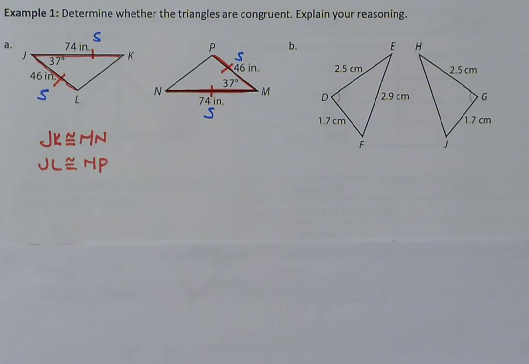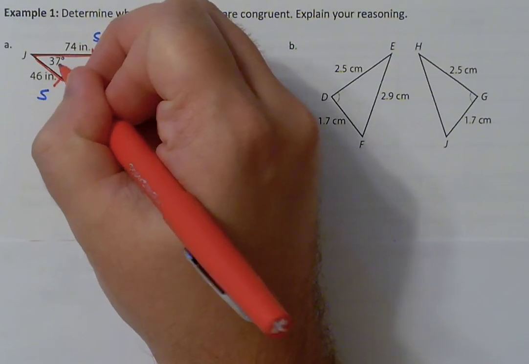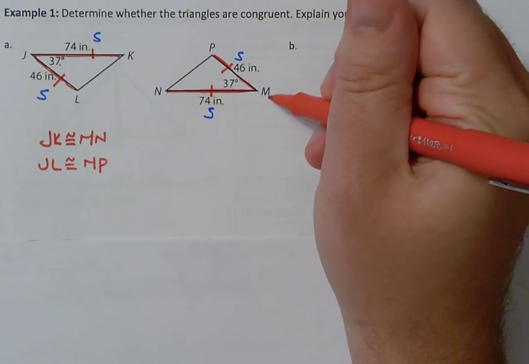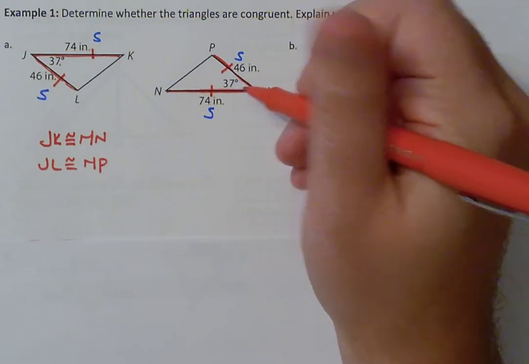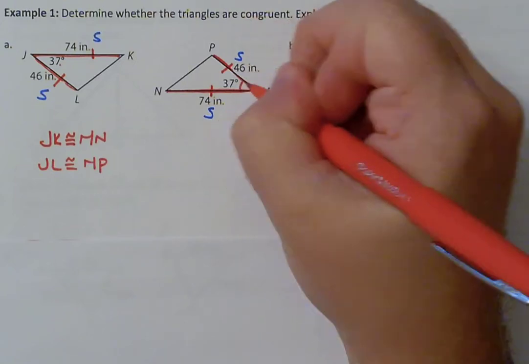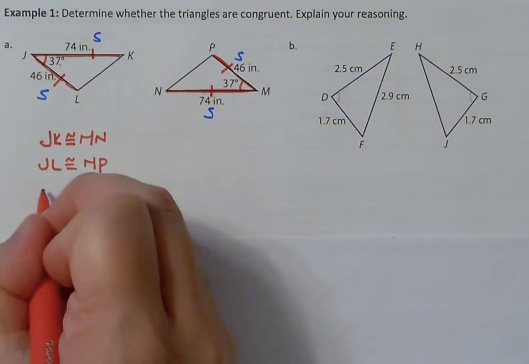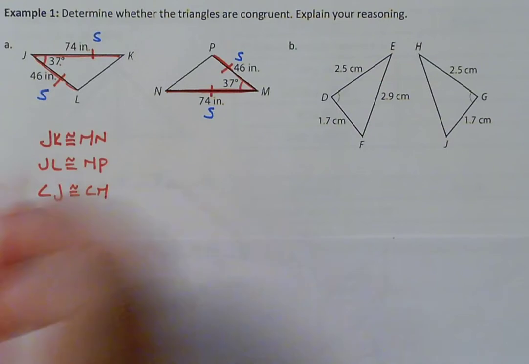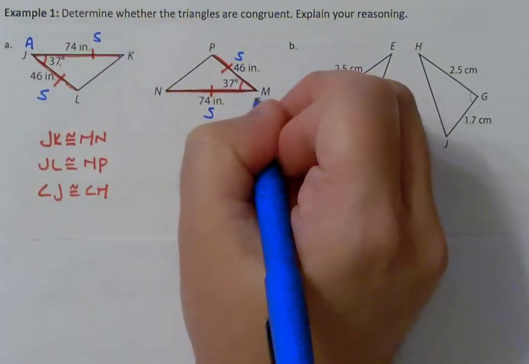So if we look at the angle in between these two sides, that's going to be angle J. So angle J is 37. Does the angle in between over here also equal 37? So that's angle M. They also tell me M is 37, so I know that these two angles are congruent. So I can say angle J is congruent to angle M, thus giving me an angle.